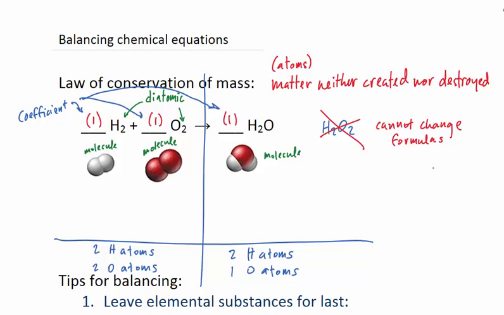So the only thing that we can do is change this coefficient. What if I say 2 H2O molecules? Well, what that actually means is that instead of just having this one molecule right here, now let's draw another one. Water looks like that. It's an O with two H's attached. So when we have 2 H2O, that's what we're talking about. Okay? Now we have 2 water molecules.